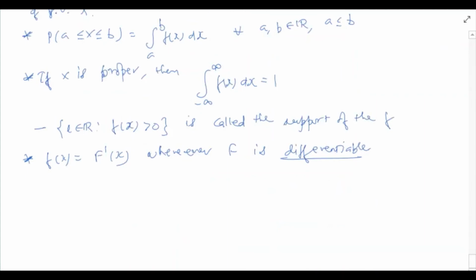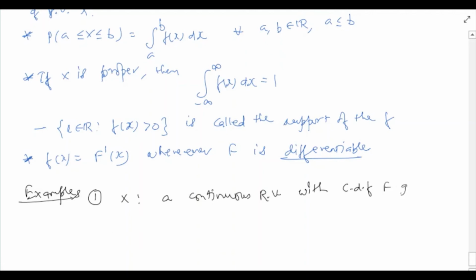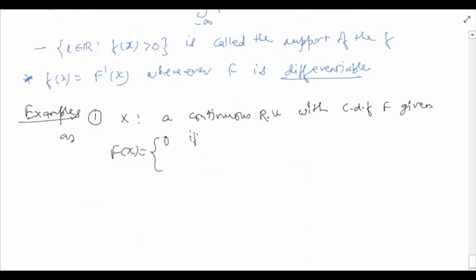Let us see a couple of examples. Let us first consider a random variable x that is a continuous random variable with CDF capital F given as F(x) equal to 0 if x is less than 0, x square if small x is between 0 and 1, and 1 otherwise.